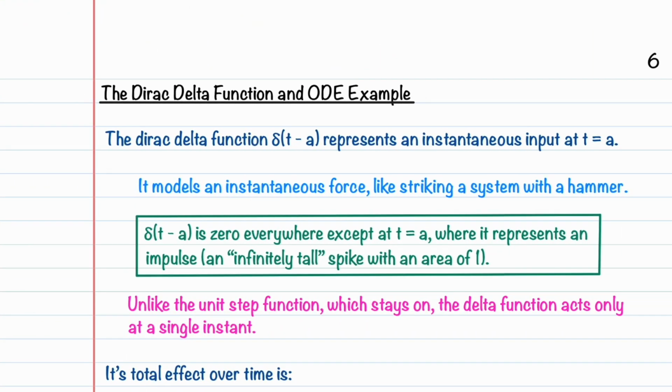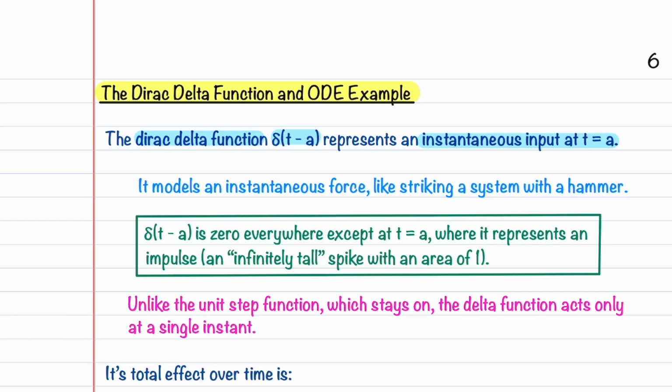We're now going to learn about the Dirac delta function and walk step by step through solving a differential equation that has a Dirac delta function as its input or forcing function. The Dirac delta function, written as delta of t minus a, represents an instantaneous input at t equal to a. Think of it as a hammer strike, a huge force delivered for an infinitely short instant.